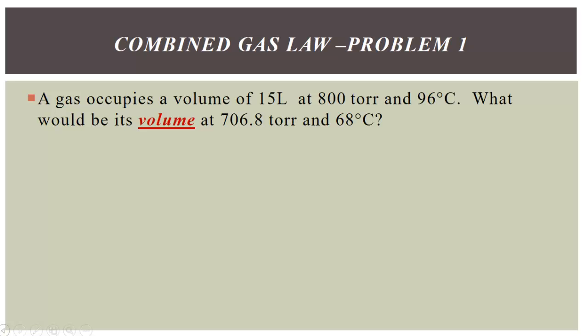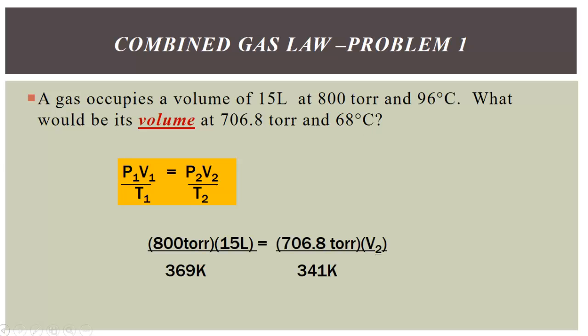And then we see our temperature is in Celsius, so we're going to have to convert that to Kelvin, right? All we have to do to convert it is to add 273 degrees. So let's go ahead and take the information we know and plug it into our equation. So what's our first pressure? Well, we have 800 torr, and our volume is 15 liters. Our temperature that we need is 96 degrees Celsius. It's in Celsius, so we're going to add 273 to make that into Kelvin. And then on the other side, we're searching for volume. We have a P2 of 706.8, and then a temperature of 68 degrees Celsius, which will convert into Kelvin.